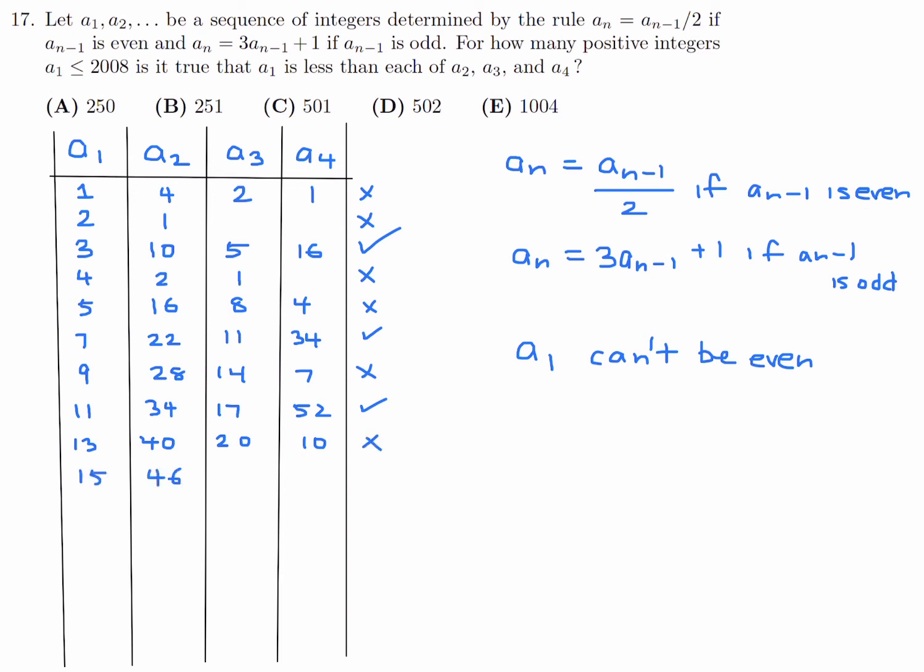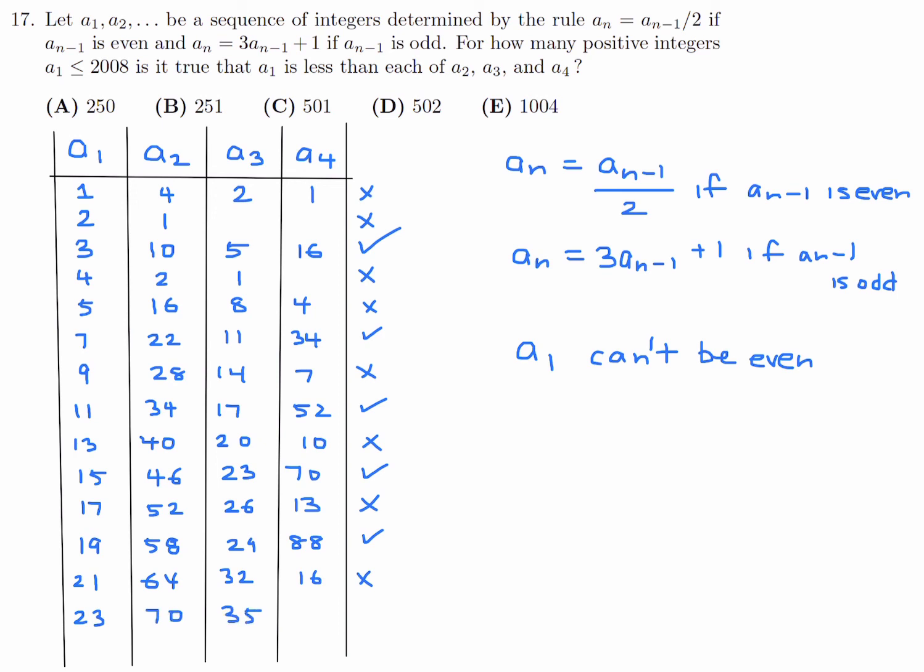For 15, I get 46, 23, and 70. For 17, I get 52, 26, and 13, and that does not work. For 19, I get 58, 29, and 88, and that does work. So as you can see, I think by now you get the pattern here. I'll just do a couple more to ensure that you understand that there is a pattern, as you can probably already see.